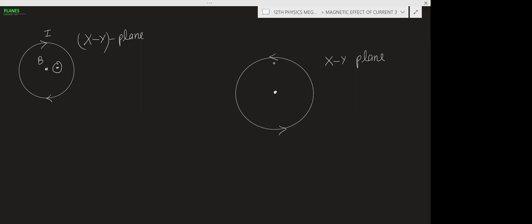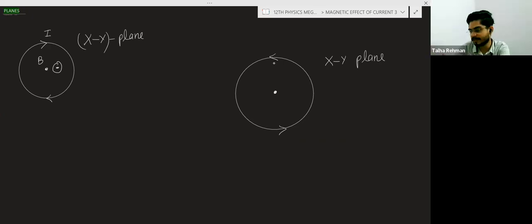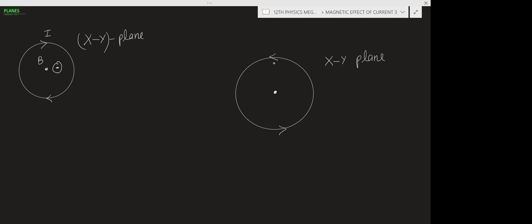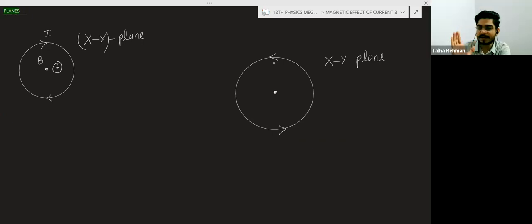It will be Z, right? Of course, it will be in the Z direction. Positive Z or negative Z? Negative. No, just curl your fingers along the sense of current. The thumb will be towards you. Towards you means positive Z axis. Sorry, this thing will be a cross, and this thing will be a cross. Understood? This represents the positive Z axis.